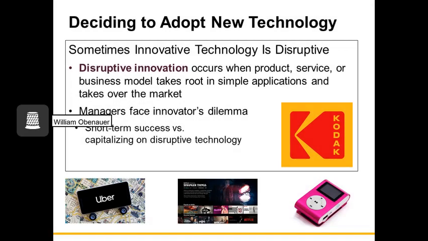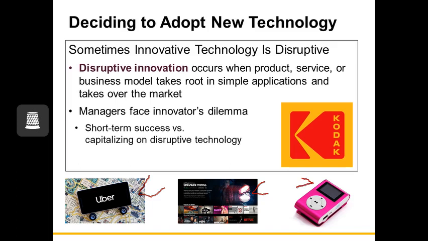Now, sometimes the technologies that we're going to introduce to the marketplace are going to be disruptive in nature. And this occurs when a technology changes the way that we consume a product or service. Some great examples of disruptive technologies are the technologies behind Uber, Netflix, and the MP3 player.